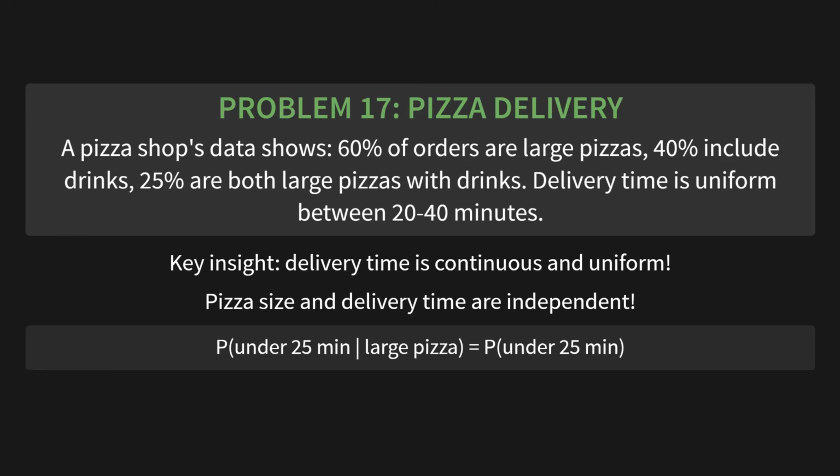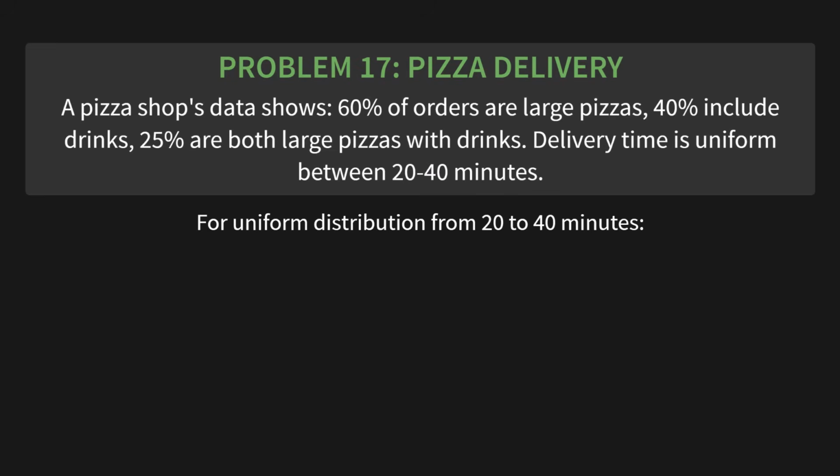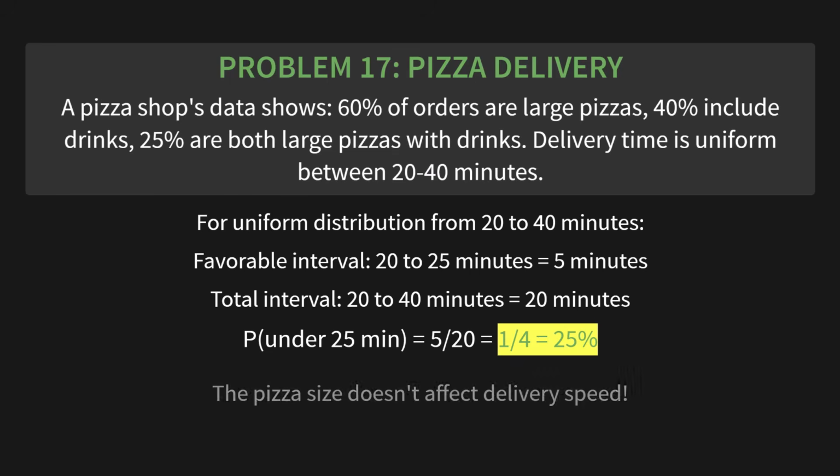Since they're independent, we just need the probability of sub-25-minute delivery for any order. With uniform distribution from 20 to 40 minutes, we want the first 5 minutes of that 20-minute window. 5 out of 20 equals 25% chance of quick delivery, whether you ordered a personal pan or a party size. The big lesson here? In real data, some things are connected, pizza size and drinks, while others are completely independent, pizza size and delivery time. Recognizing which is which? That's the key to solving complex probability problems.